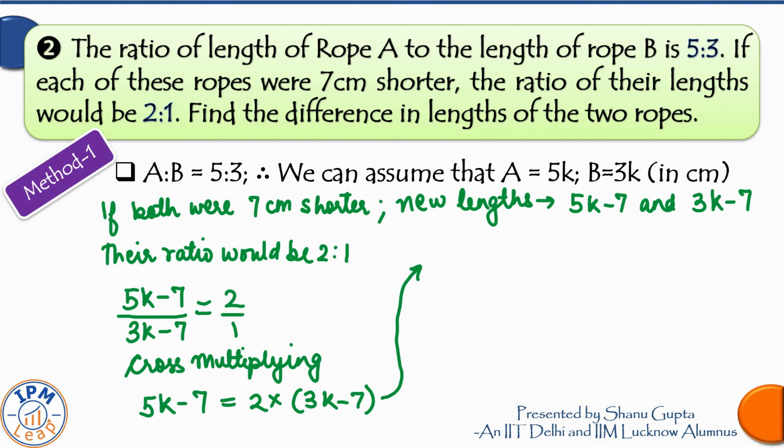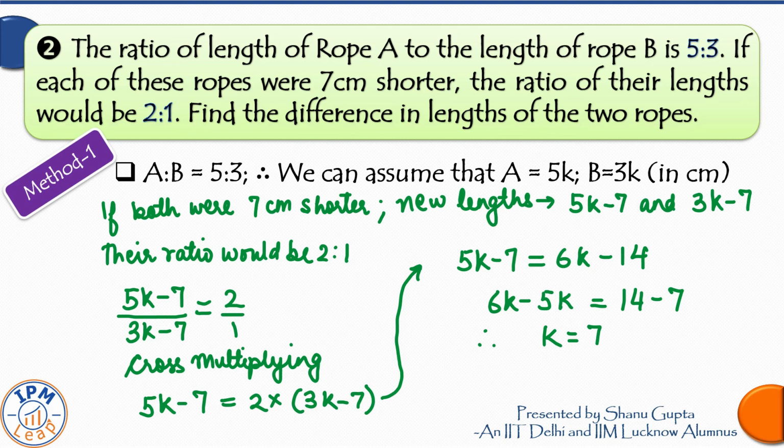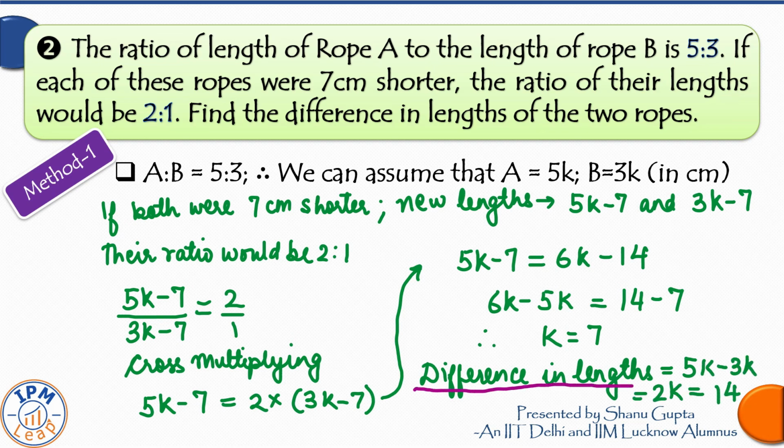We collect all terms involving variable K on the left hand side. 6K minus 5K is equal to 14 minus 7. Therefore, the value of our variable K is 7. Now the difference in lengths of the two ropes A and B is equal to 5K minus 3K, which is equal to 2K, and K is equal to 7. So 2K will be equal to 2 into 7. That is 14, and that's our answer.